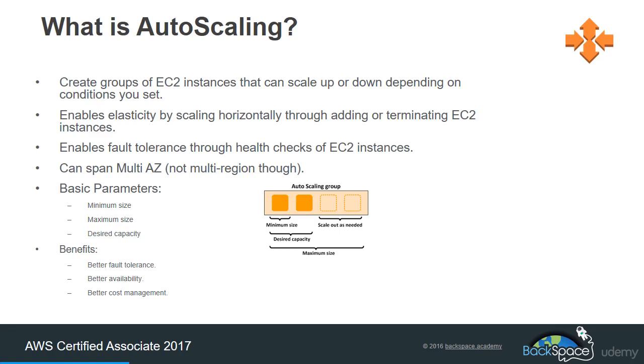The basic parameters of an auto scaling group are the minimum size that it can be, the maximum size that it can be, and the desired capacity, which is what it basically starts out as. And the benefits of an auto scaling group are that it provides much better fault tolerance, better availability, and better cost management because we are closely matching our demand to our capacity.